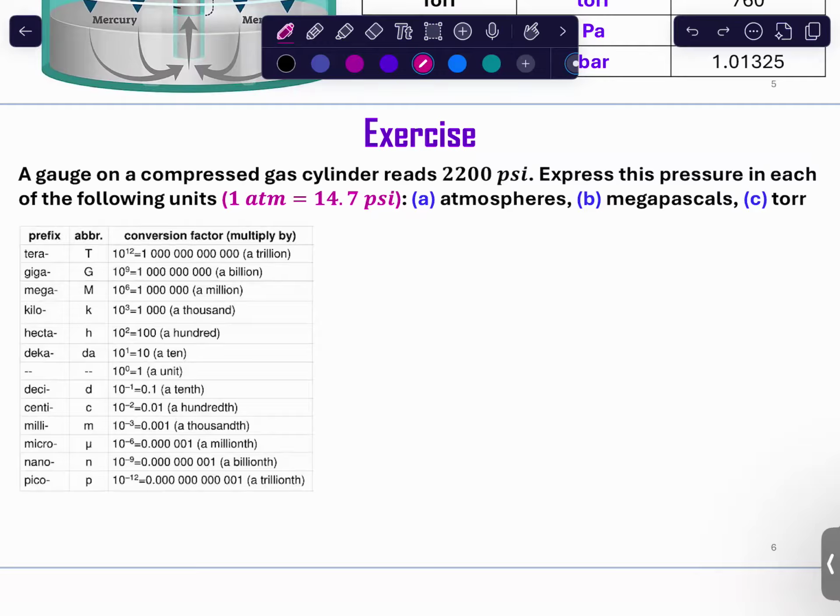Okay, so here we have 2200 PSI. Express this in atmospheres, megapascals, and torrs. So that's something else you're going to have to get used to, is your metric prefixes. And you have a nice table here from tera to nano, pico.